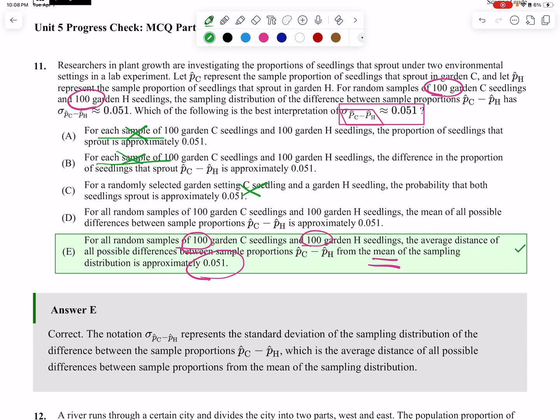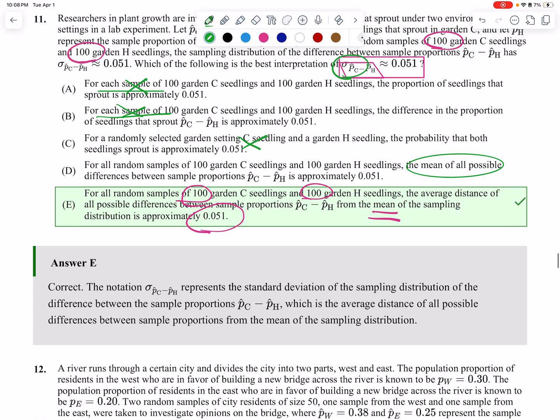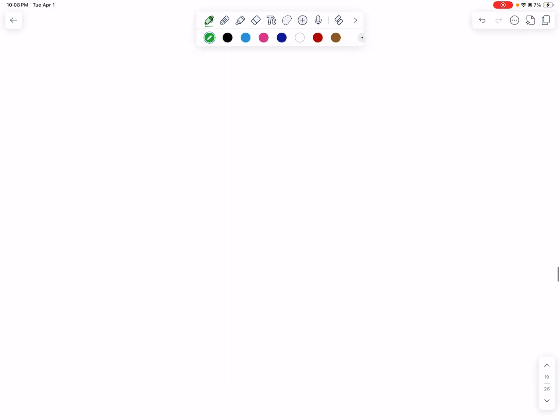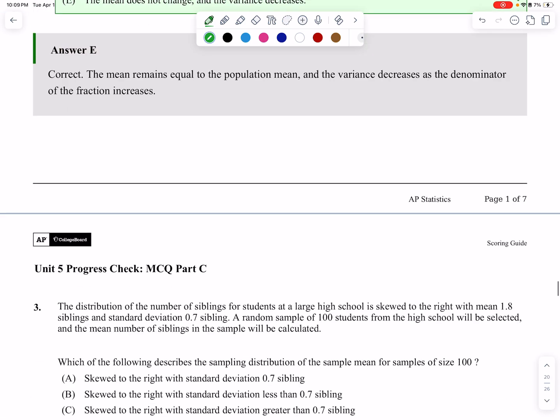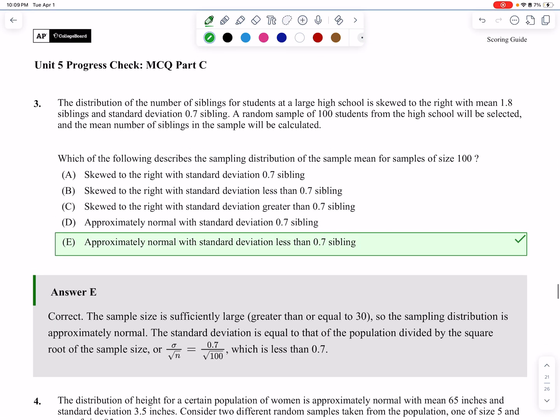So it starts off, okay, the mean of all possible differences is this. Okay, so this is telling you it's the mean. However, this is standard deviation. And standard deviation is the average distance from the mean. So it's just the definition. Okay, so let's go on to the next unit, which we're going to start again on 3, because that's what you had to do for your homework.